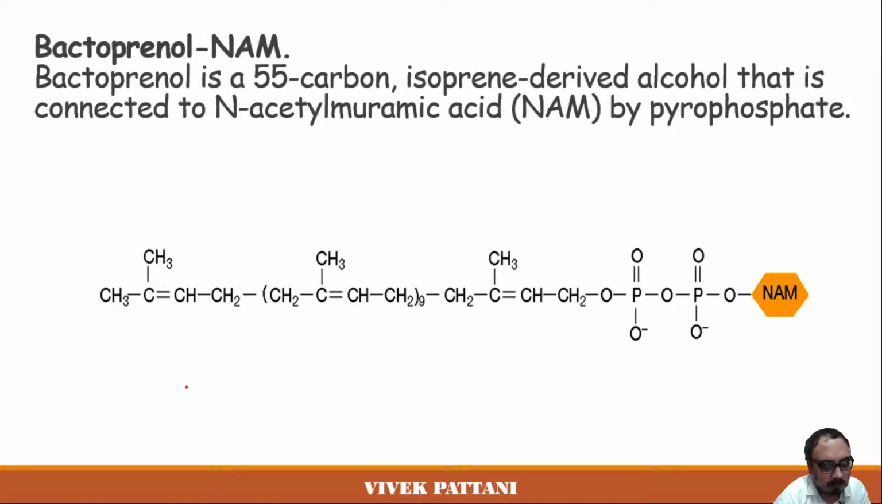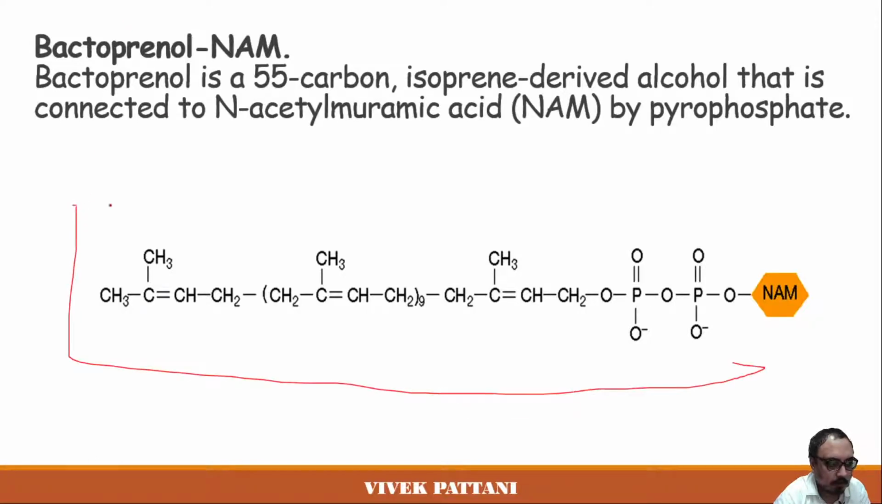Okay, there are some different amino acids with different bacteria in general. And the next one is an important carrier molecule, we can say: bactoprenol NAM. This one is the structure of bactoprenol, a 55 carbon isoprene derived alcohol that is connected to the N-acetylmuramic acid by a pyrophosphate.